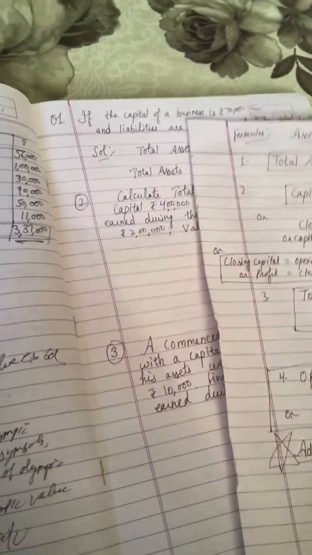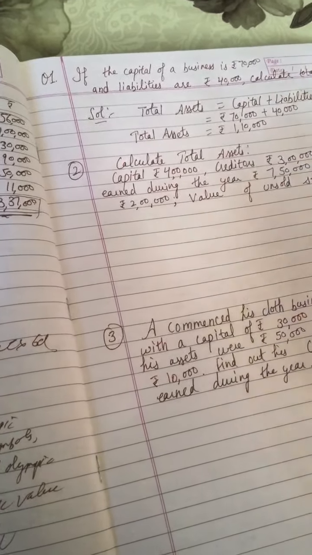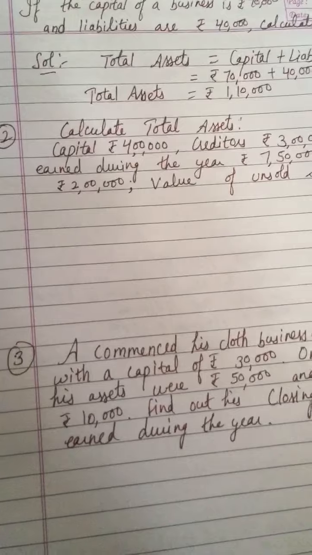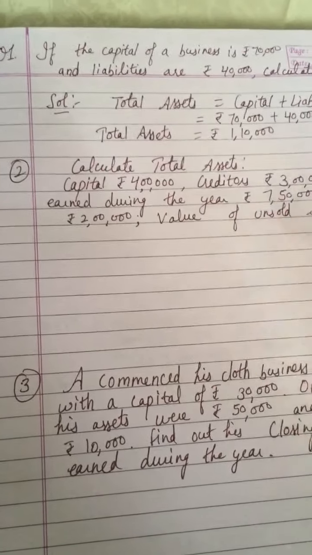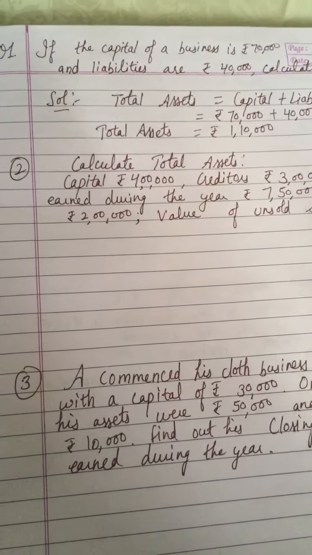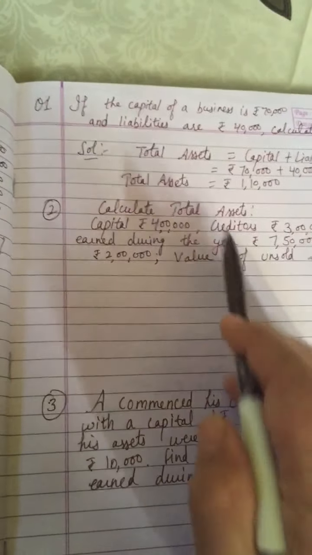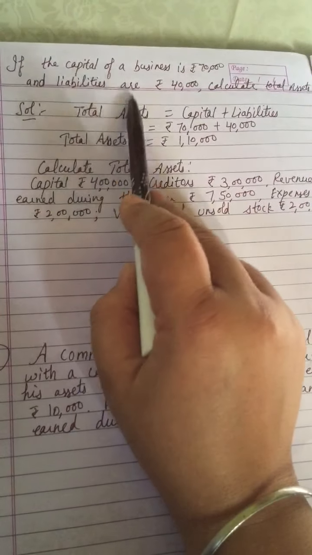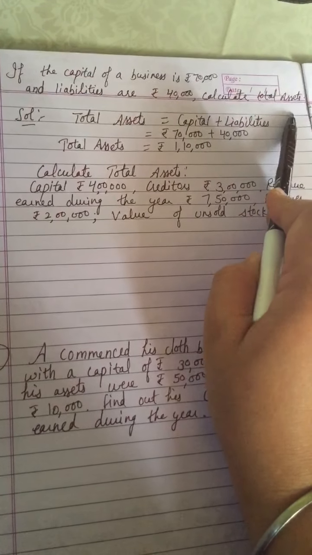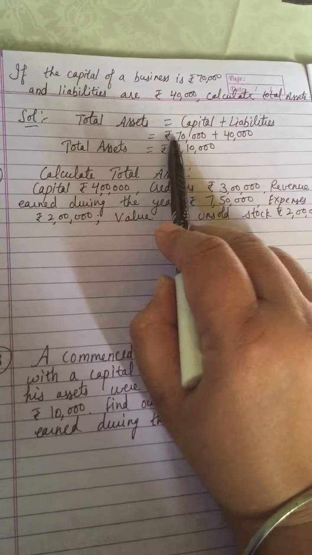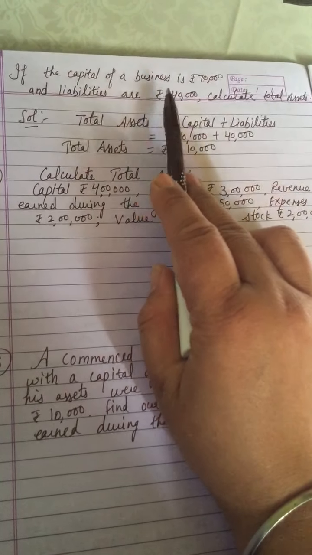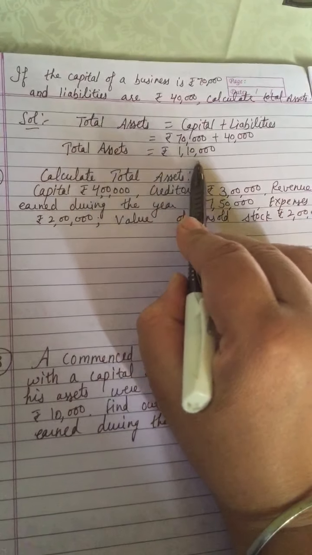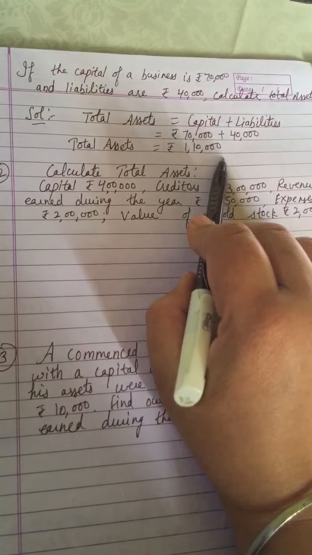here we have some questions. These questions we will solve with the help of these formulas. So you have to write these formulas in your notebooks. First question is, if the capital of a business is rupees 70,000 and liabilities are rupees 40,000, calculate total assets. As we know, total assets are capital plus liabilities. So capital is 70,000 and liabilities are 40,000. So the total assets of the firm will be 1,10,000 rupees.